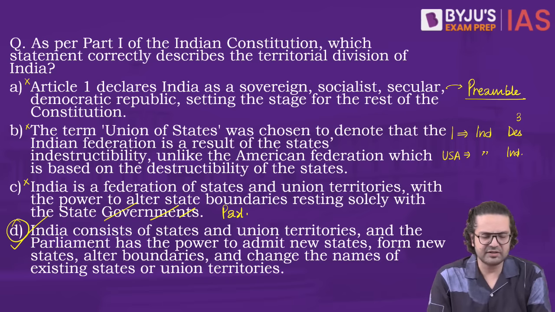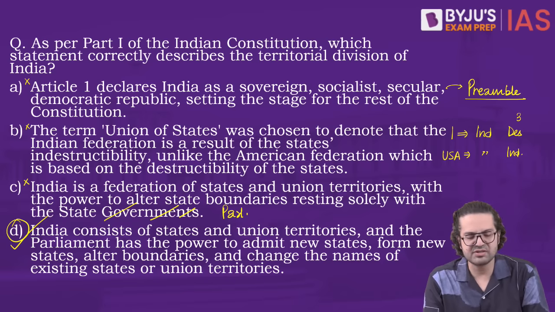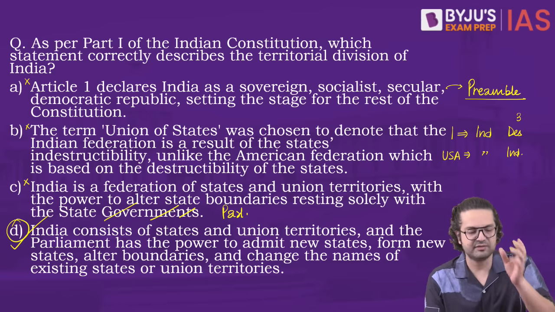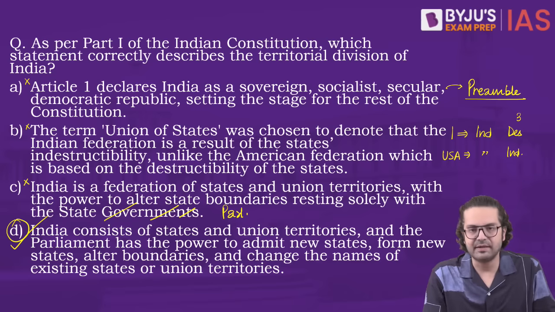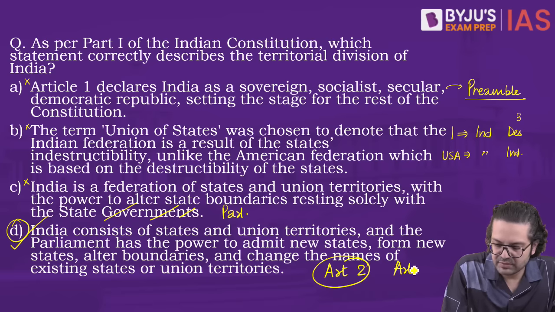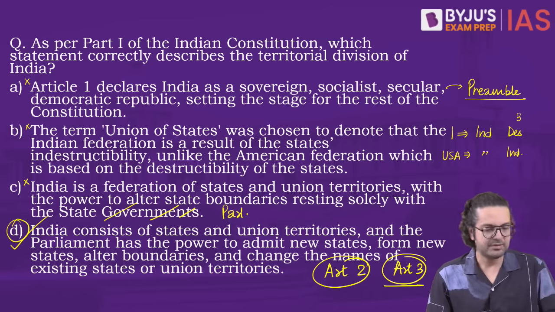India consists of states and UTs, and the parliament has the power to admit new states, form new states, alter boundaries, and change the names of existing states or union territories. Article 2 and 3 talk about this itself. So D is the right answer. Admitting new states, etc. Also, Article 3, any kind of domestic reorganization is all under the control of Parliament.